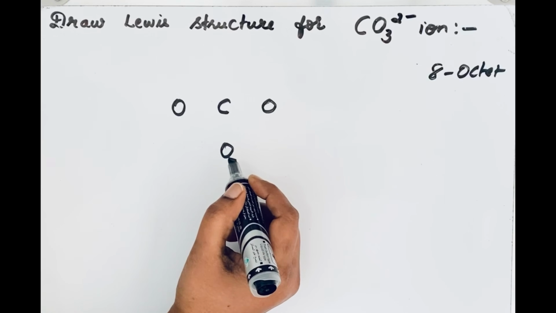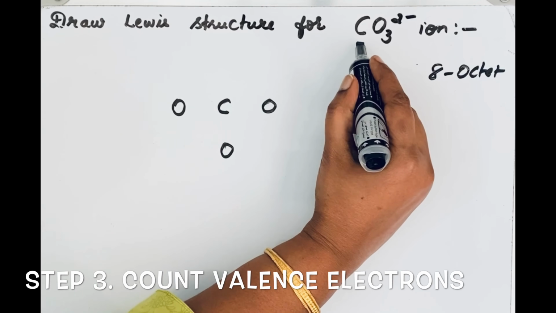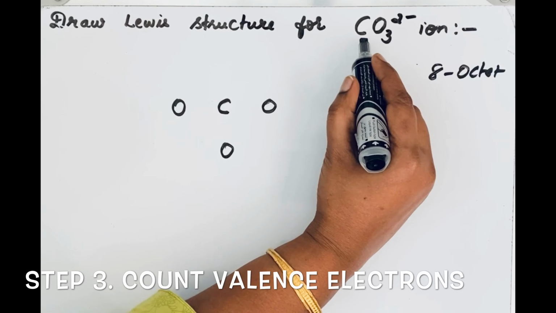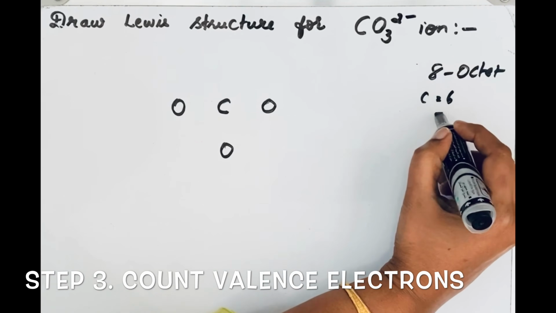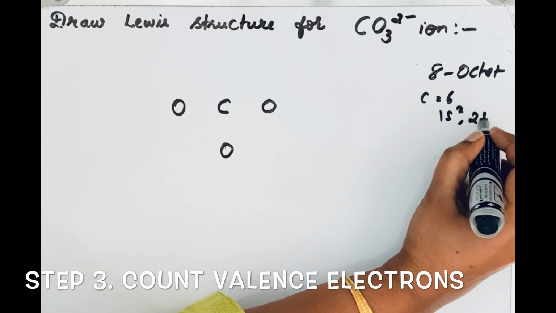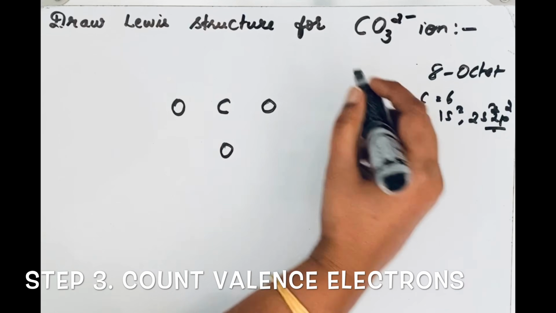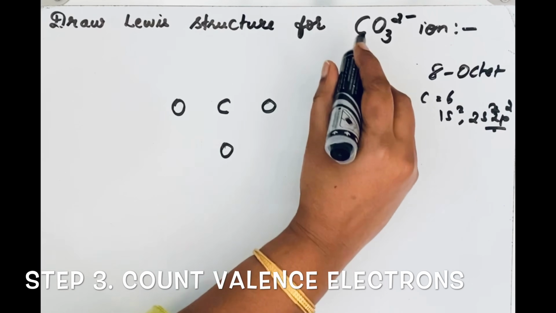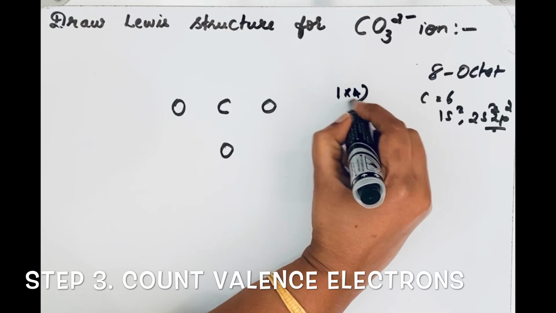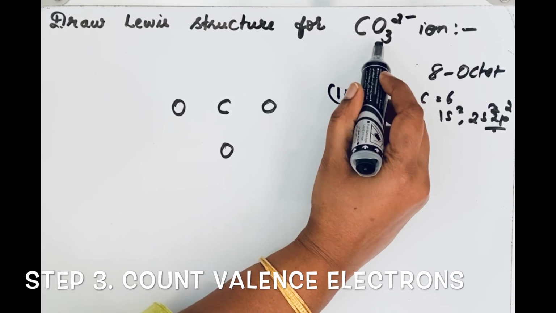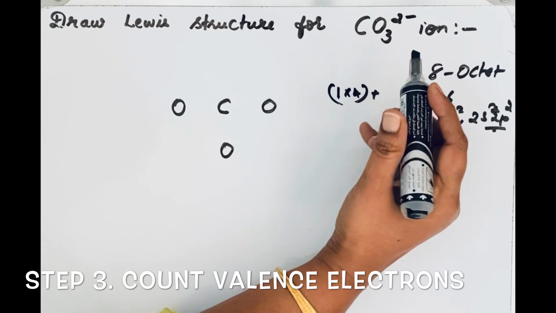Then after that, count the valence electrons, isn't it? What are the valence electrons of carbon? The atomic number of carbon is 6, so 1s2, 2s2, 2p2. That means 4 valence electrons. There is only one carbon atom, so 1 into 4, plus there are 3 oxygen atoms. The valence electrons in an oxygen atom is 6.